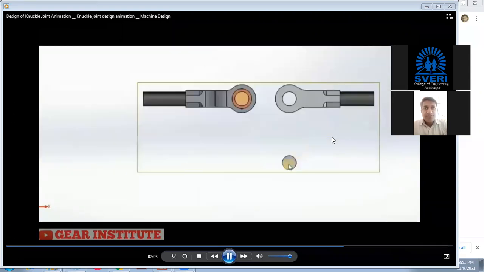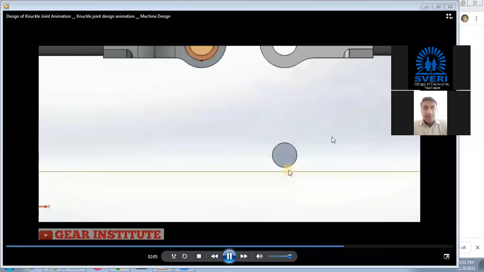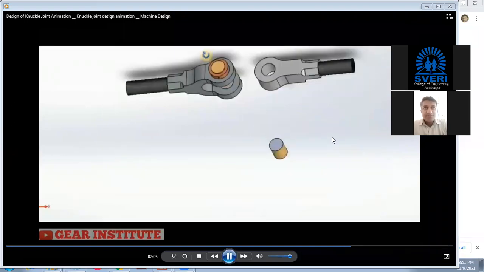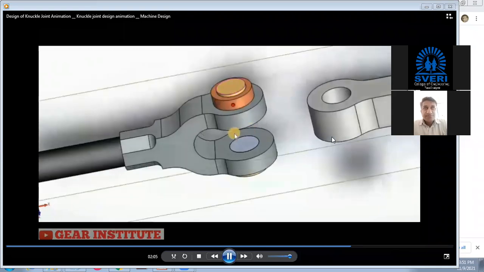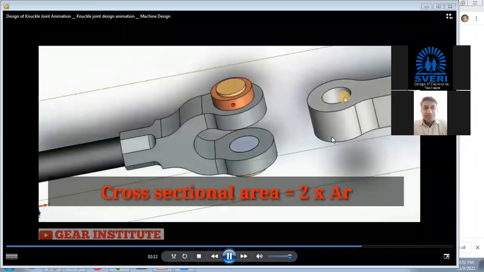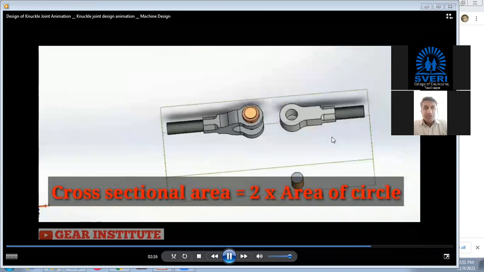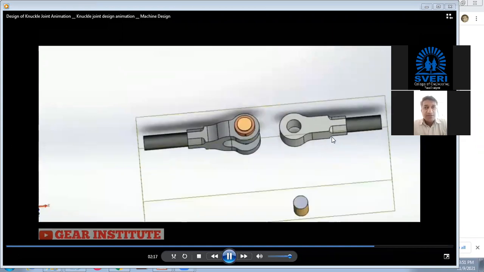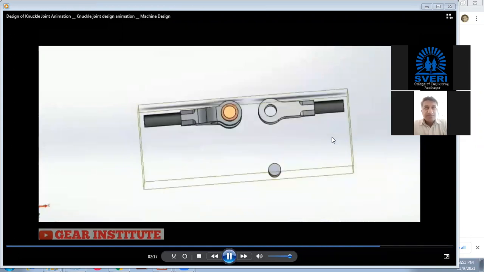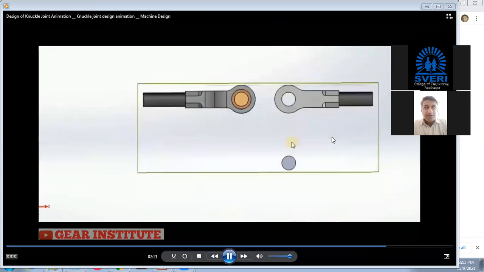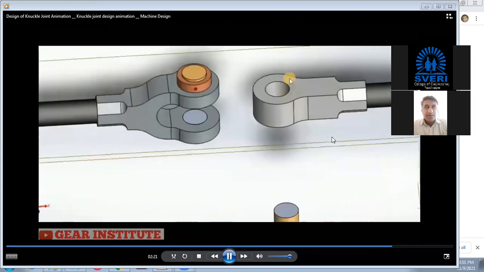Failure of pin from upper and lower side. The cross-sectional area will be 2 times the area of that circle where the pin is inserted, so the diameter of that pin you have to consider in that case.